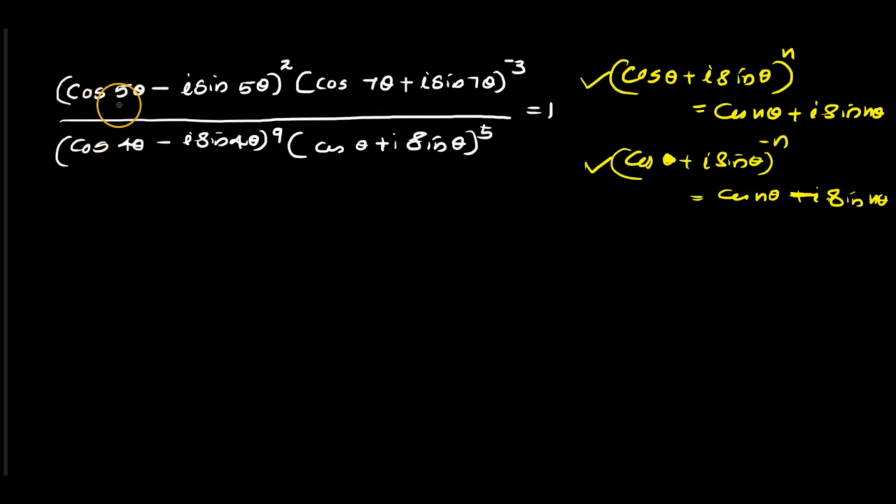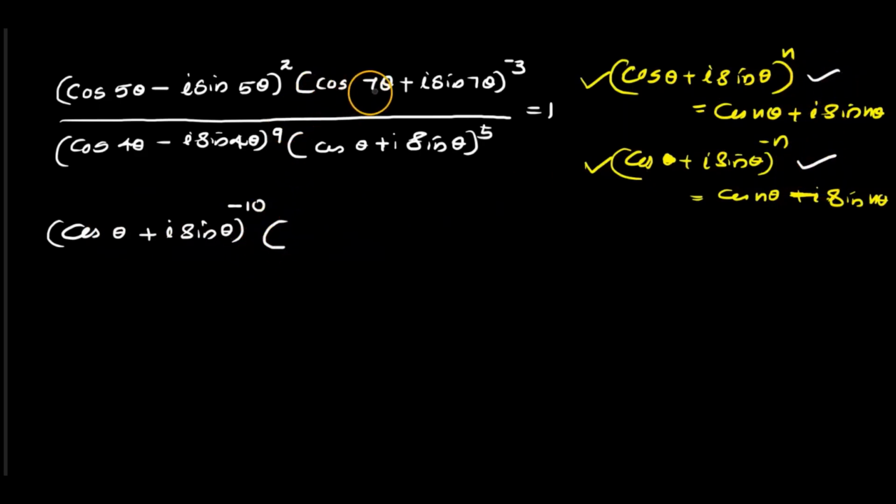Now we can write this as cos 5 theta minus i sin 5 theta. So this is (cos theta plus i sin theta) all power minus 5. So all power minus 5, and minus 5 into 2, this is minus 10. We can write this as this, since these two properties hold.